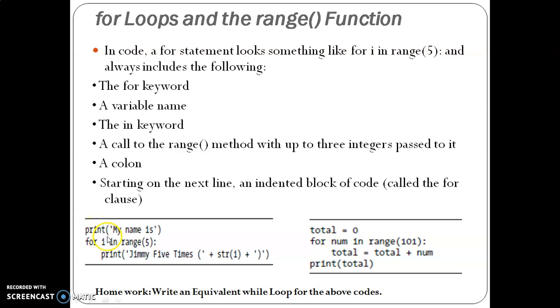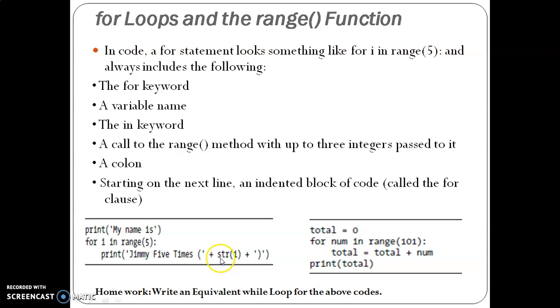So here we have this example. What it does is, it will print my name is. This for loop we have taken according to these points. First a for keyword, then a variable name, then the in keyword, then the range function with a parameter. We can take up to 3 parameters. Here we have taken only 1 parameter. So this particular program will display Jimmy 5 times.